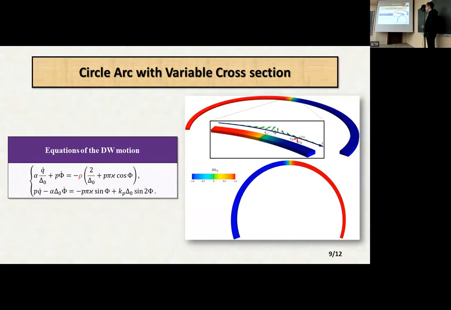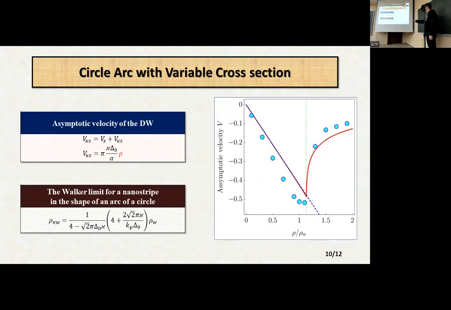We have also analyzed the case of a circle arc with a variable cross-section. Here we can see there are two terms. The first term is determined by the cross-sectional gradient, while the second term is determined by the combination of cross-sectional area gradient and the curvature of the stripe.